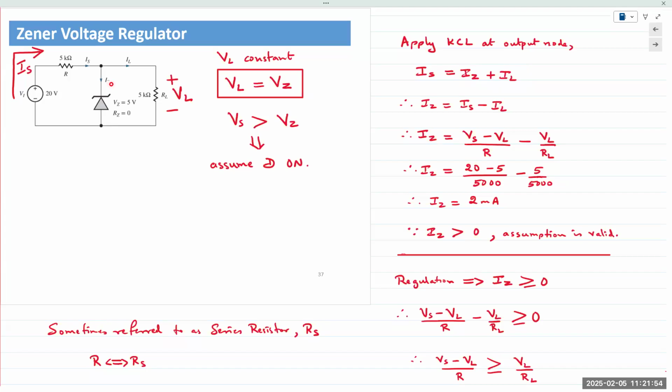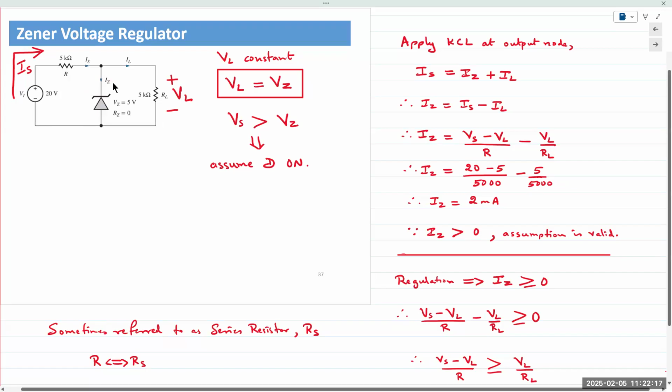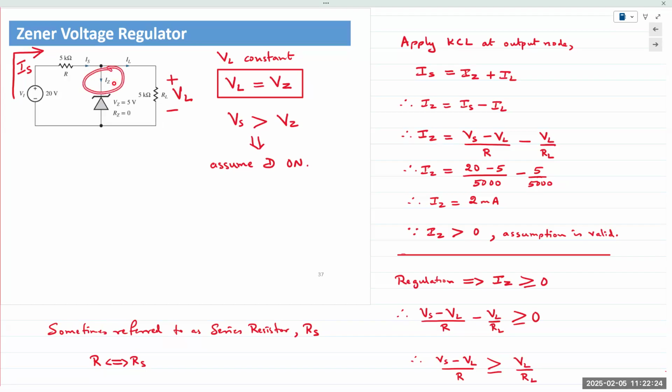We are almost there. So IS is split into IZ and IL. As IS increases, IZ and IL also would increase. However, the Zener diode voltage is held constant. That means VL is not changing. So if VL is not changing, then IL should not change either. The only other quantity that can change is IZ.